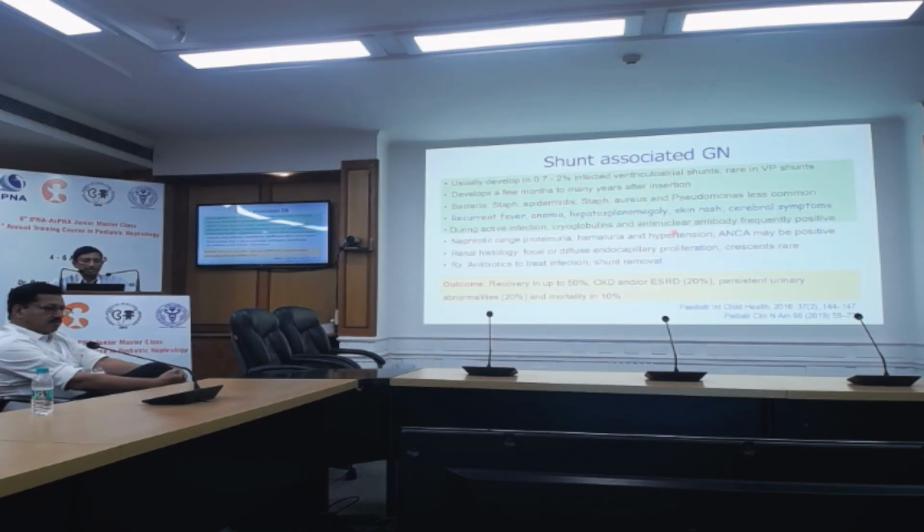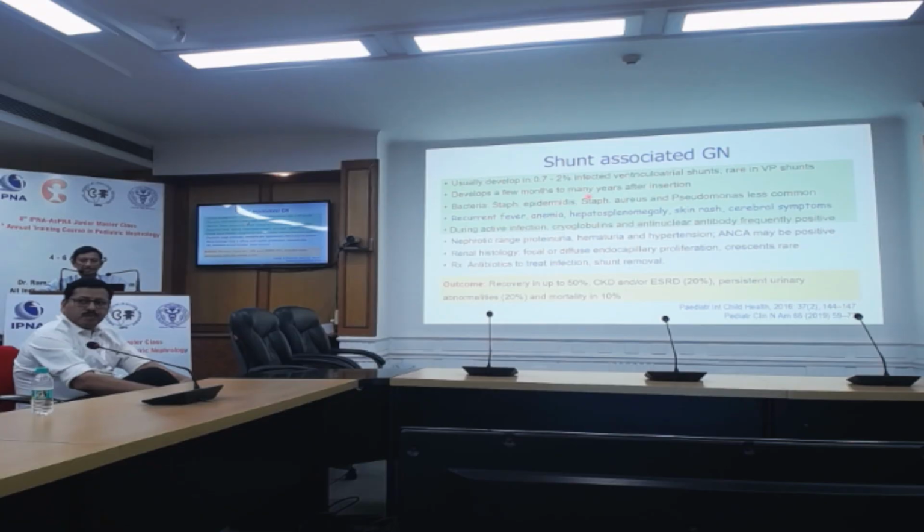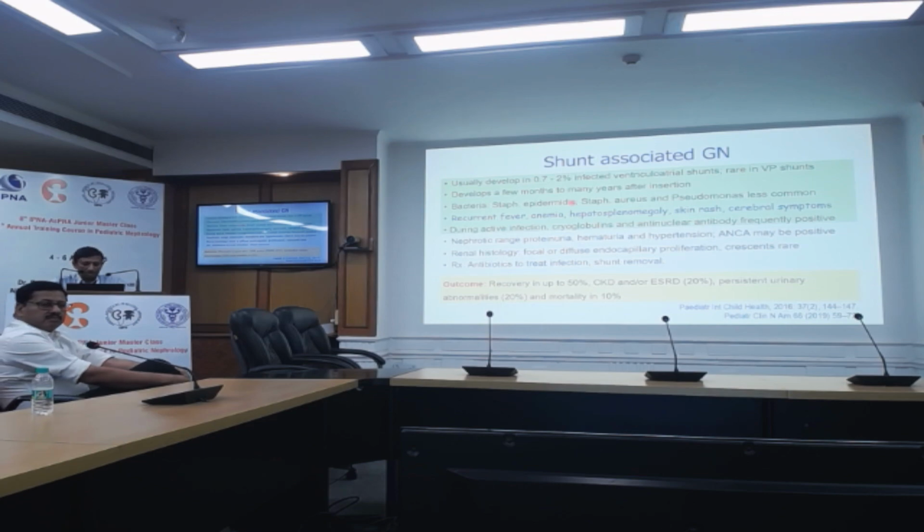Lastly, the shunt-associated nephritis is seen in 0.7 to 0.2% of patients, and it was seen more previously because ventriculoatrial shunts were placed. It is rare in patients who have a ventriculoperitoneal shunt. They usually develop months to many years after the insertion of the shunt, and the implicated bacteria are usually Staph epidermidis and aureus, less commonly Pseudomonas.